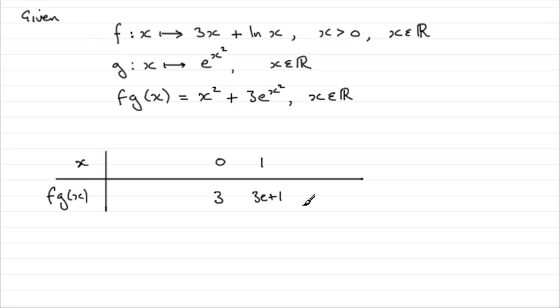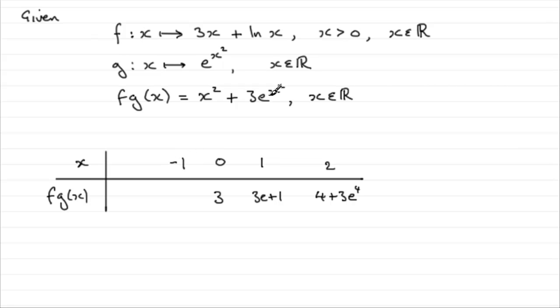Okay, what happens if we put 2 in? We've got 3 times e to the power 4, and 2 squared here is 4. We're going to have 4 plus 3e to the power 4. Well, this is clearly getting bigger. The more positive values of x we have in here, this is clearly bigger than this value, and this is bigger than this value. Well, let's have a look what happens when we put negative values through.